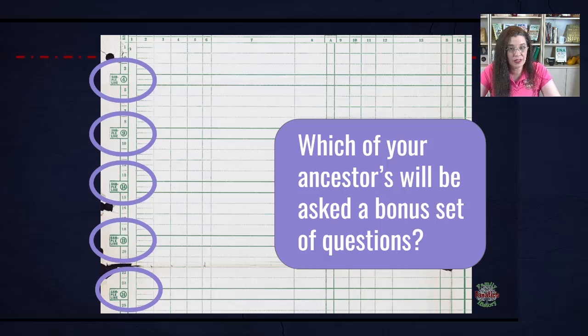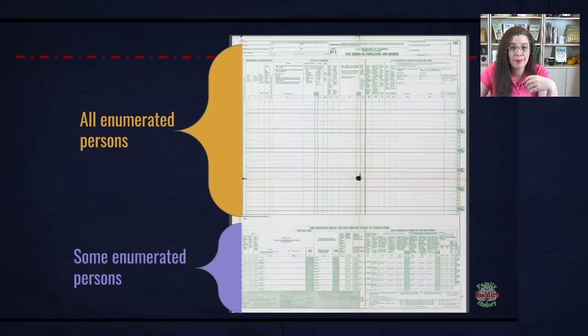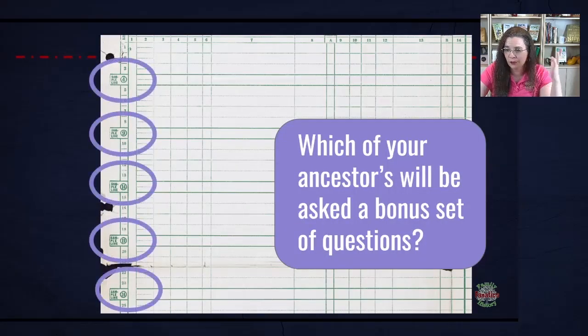So what happened is the enumerators were told that when they start writing line number 4, 9, 14, 19, and 24, those people are going to be asked those supplemental questions that I showed you there at the bottom. So you're going to see everybody enumerated there at the top, and then down below, those numbers 4, 9, 14, 19, and 24 will have those bonus sections. And I think as we start getting used to the census records, particularly since they're going to be circled, then we're going to know, oh, okay, we need to go look for those bonus questions.